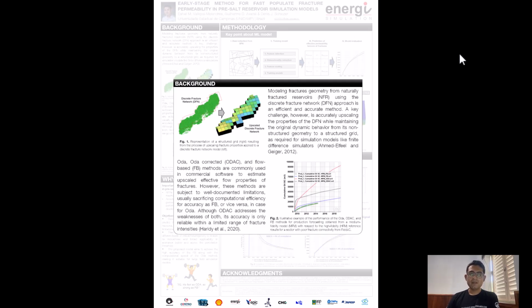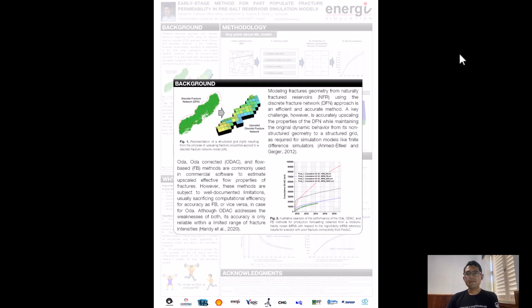On the other hand, the DFM approach explicitly models fractures, capturing the variations in their properties, and this makes it possible to realistically represent naturally fractured reservoirs. The challenge then is, how can we upscale DFM properties while preserving their original dynamic behavior?